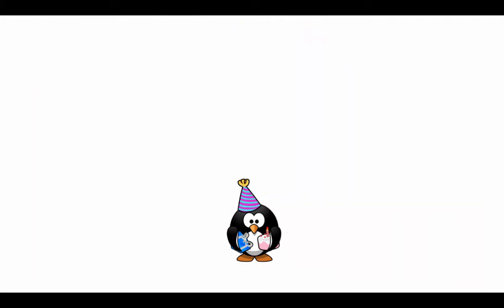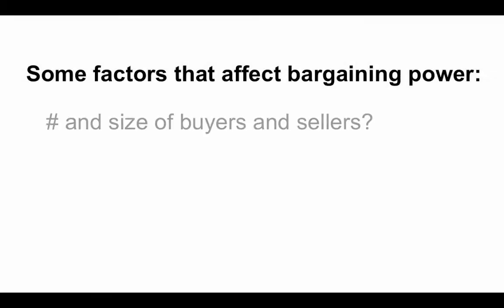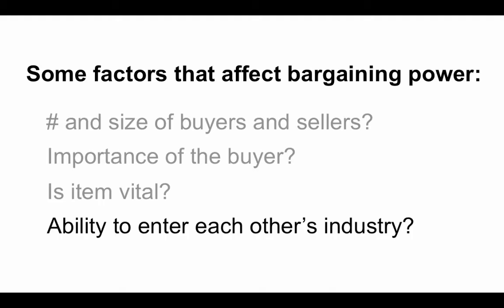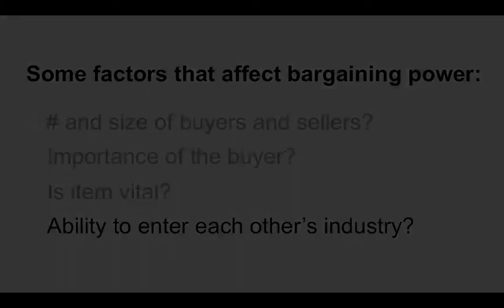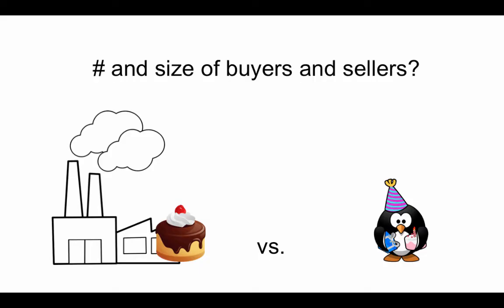We're alone. So some of the factors that affect bargaining power: the number and size of the buyers and sellers, the importance of the buyer, how important or vital the product being negotiated is, and the ability of each of the parties to enter each other's industry. Who has the power when we look at the bakery versus the individual consumer? So let's apply those factors that we just looked at. So the number and size of buyers and sellers.